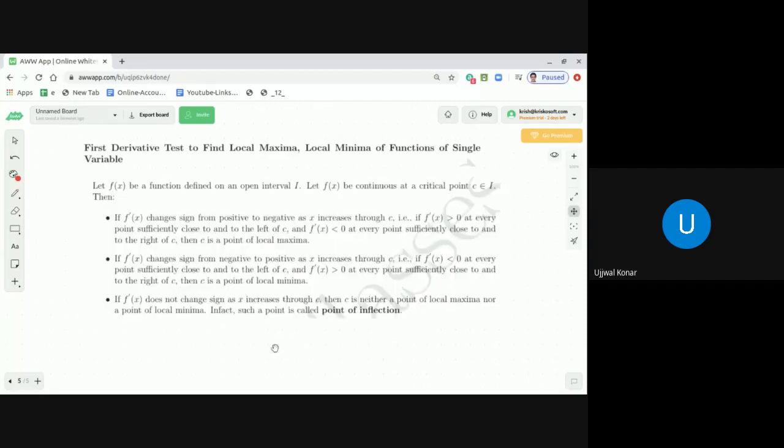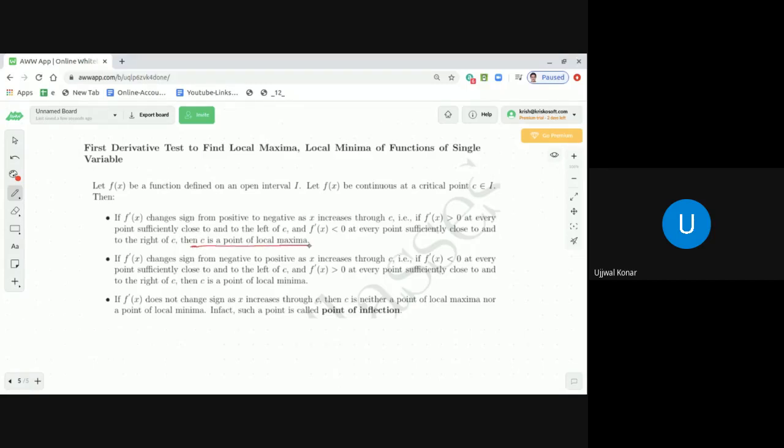Let f(x) be a function defined on an open interval I. Let f(x) be continuous at a critical point C belonging to I. If f'(x) changes its sign from positive to negative as x increases through C, that is, if f'(x) is greater than 0 at every point sufficiently close to C but left of C, and f'(x) is less than 0 at every point sufficiently close to and to the right of C, then we can say that C is the point of local maxima.